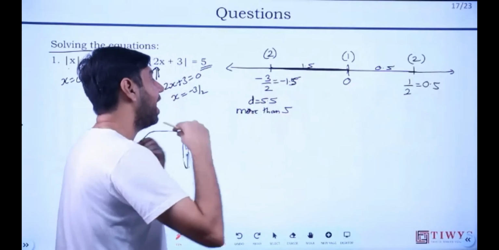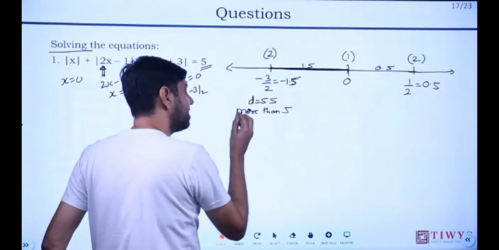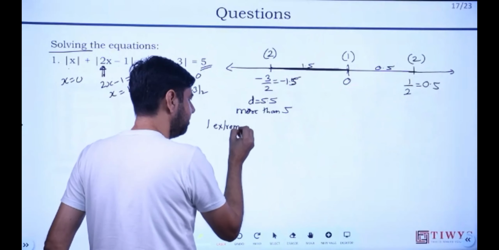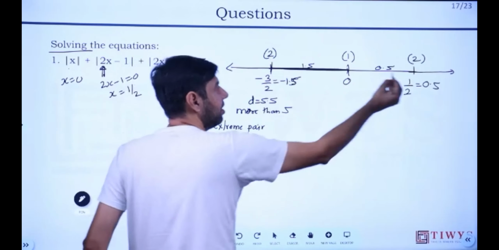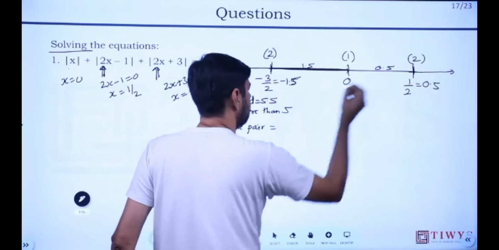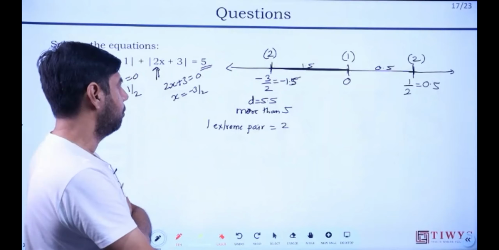Okay? तो क्या करना है? तो फिर वो मन में करो. Extreme pair, 1 extreme pair. Okay, we'll go from here to here. 1 and 1. We'll do how much? 2. Okay, so 2 is already done.